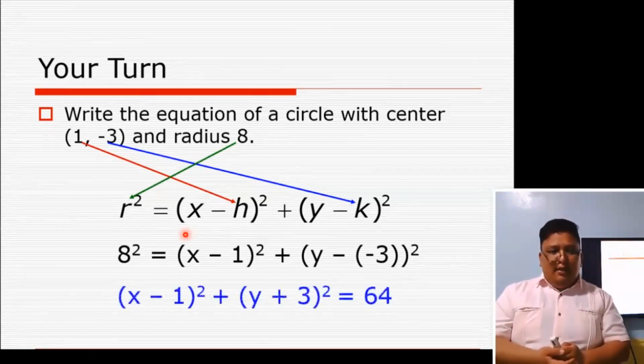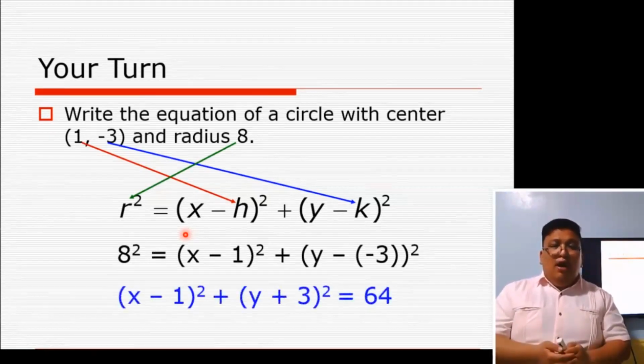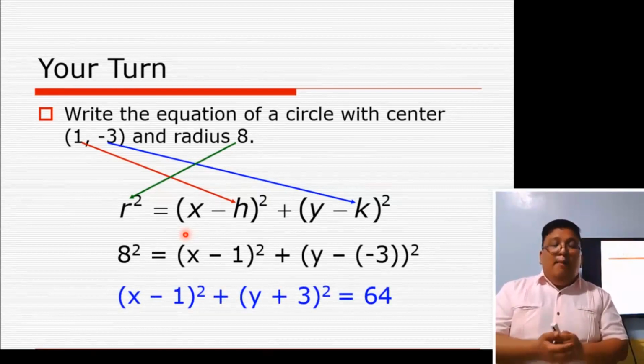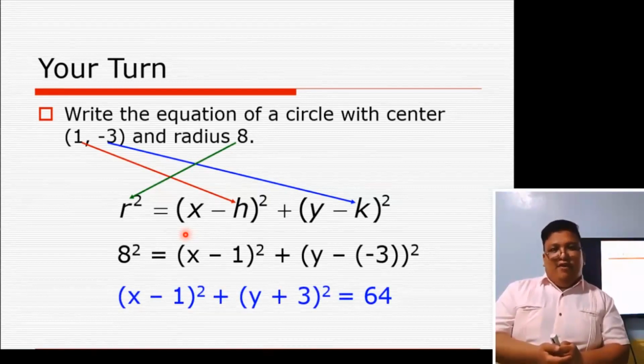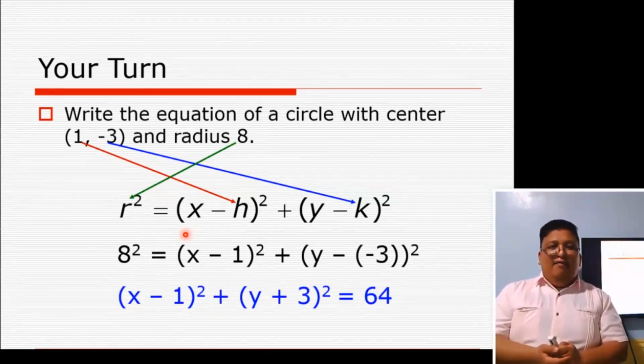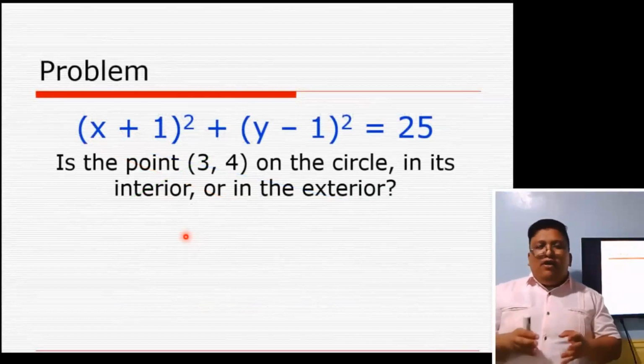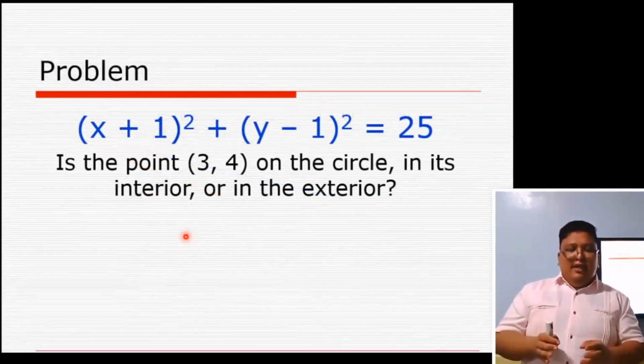Then simplify it. Therefore, the equation of the circle will be (x minus 1) squared plus (y plus 3) squared is equal to 64. Okay, very good. Now, let's answer this problem given all the things that you've learned.